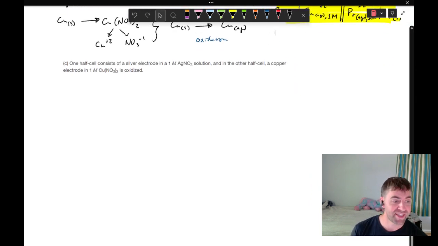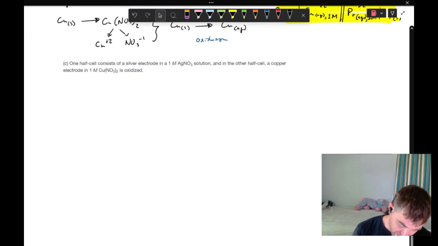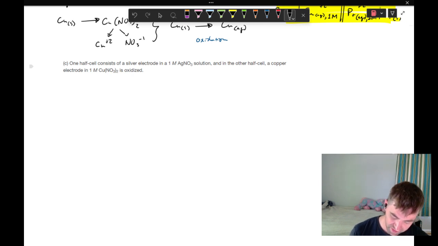This is our last exercise. It's the same thing. We have one half cell consists of silver electrode in a 1 molar silver nitrate solution, and the other half cell a copper electrode in 1 molar copper nitrate. It's oxidized. So they're telling you which one is your anode right away.